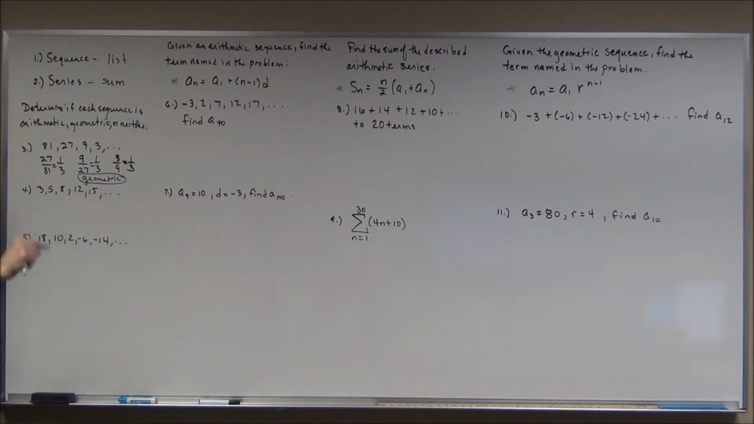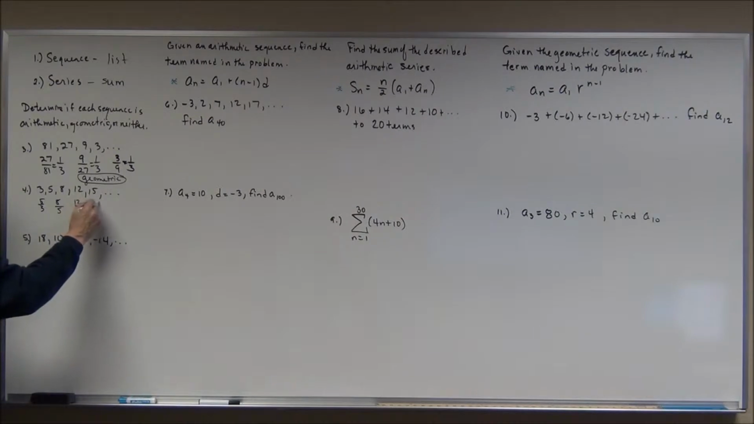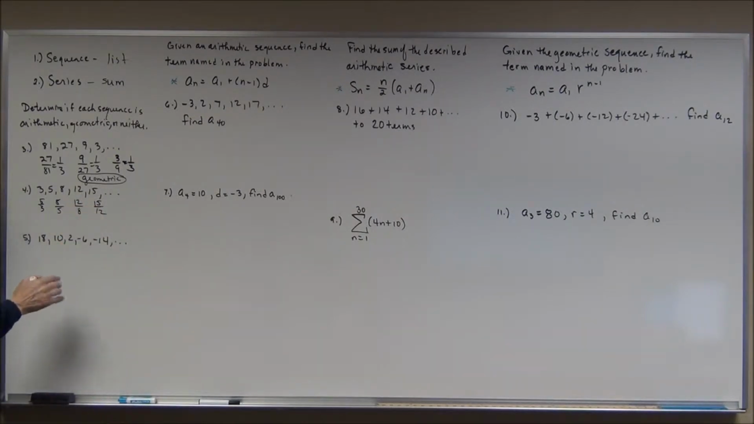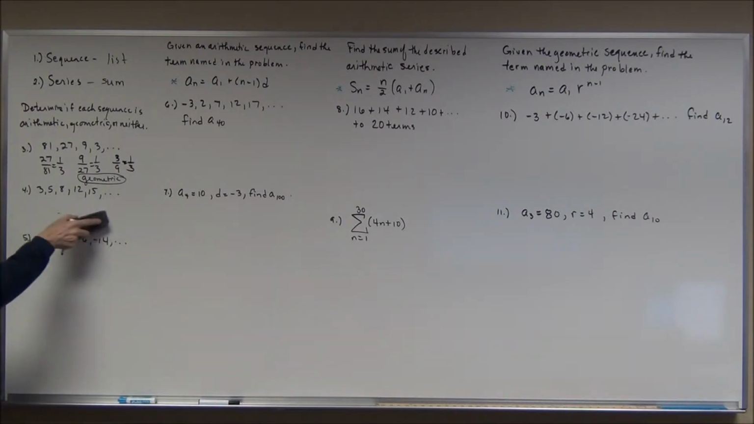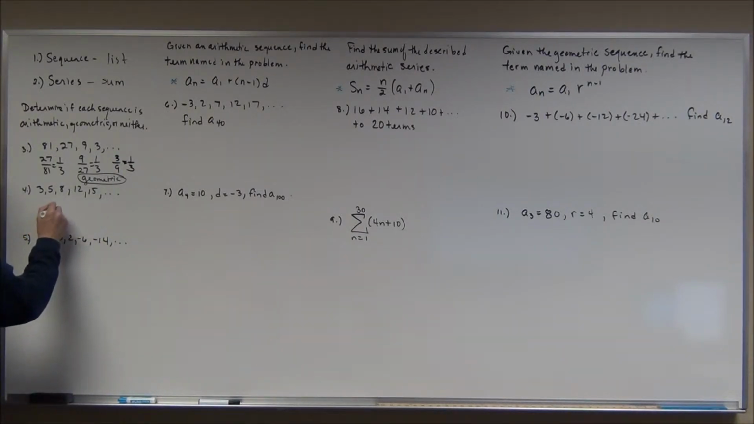It doesn't matter if there's a pattern in the differences. It went from 2 to 3 to 4. It has to be a common difference, not arithmetic. Geometric. Look at the ratio. 5 over 3. Is that the same as 8 over 5? Is that the same as 12 over 8? Is that the same as 15 over 12? No. That's already reduced. That's already reduced. This reduces to 3/2. This reduces to 5/4. None of these ratios are the same. That tells me neither.